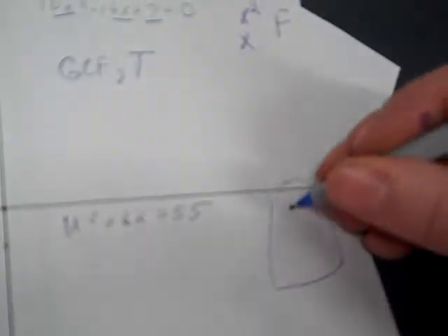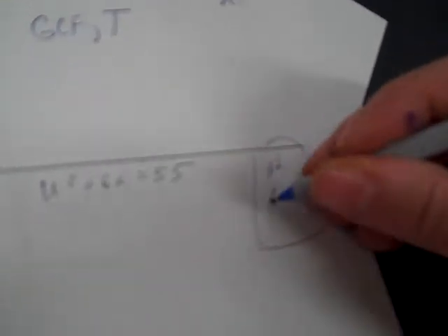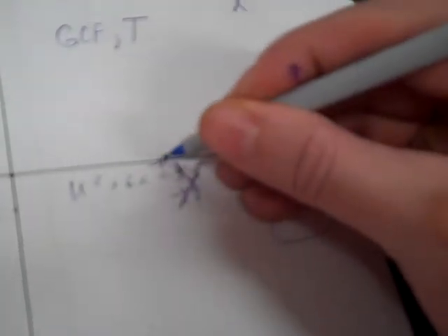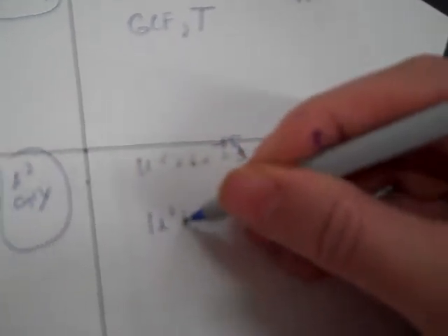Okay, I've got x squared. I've got x, so that's an F problem, so you got to have your 0. So that would go in reject land. 1x to the second plus 6x minus 55 equals 0. So now I know there are 3 terms for sure, and that would be the GCF and T.